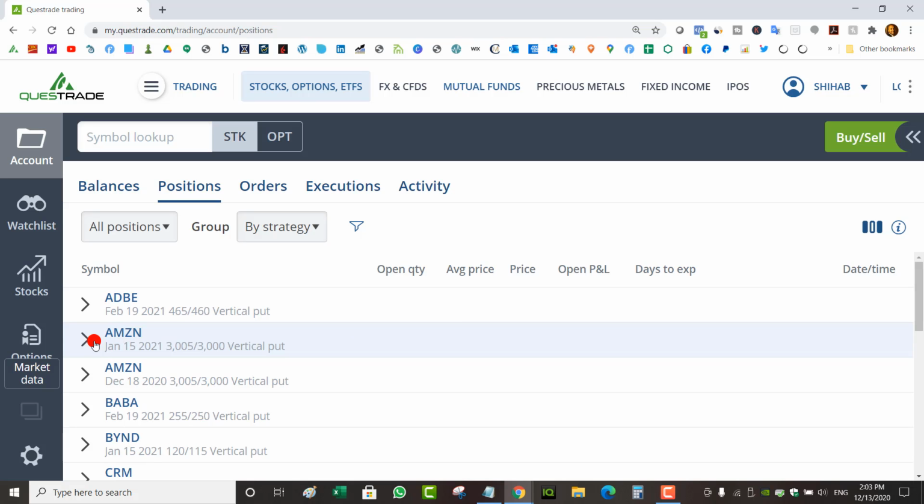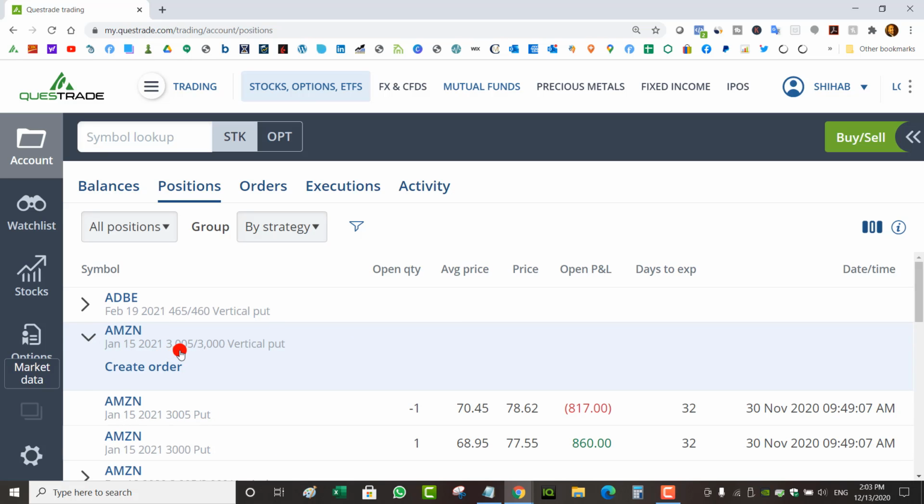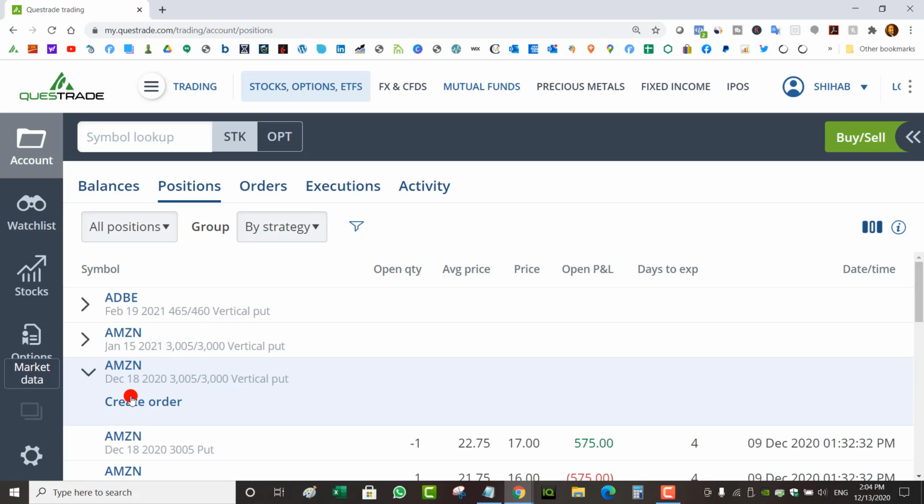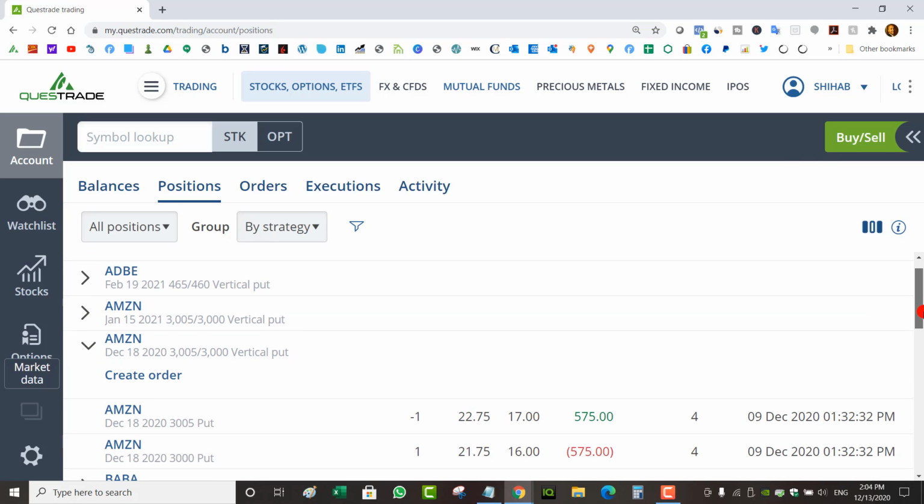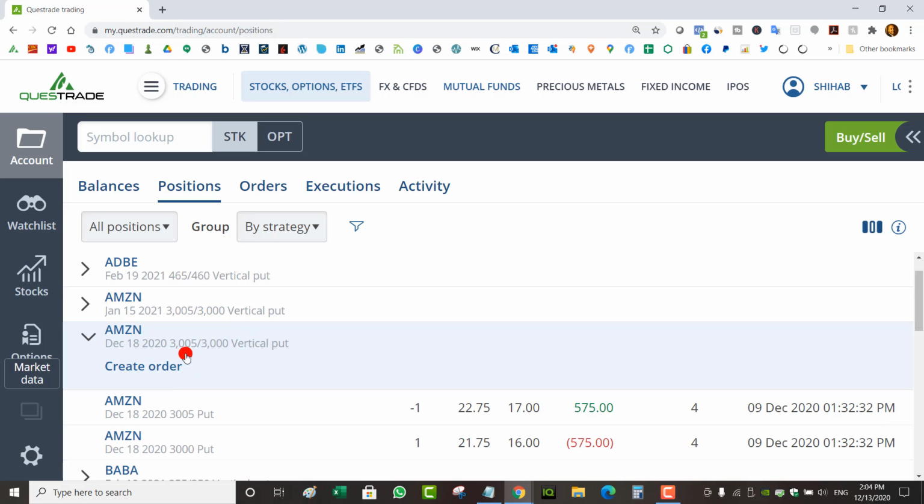Got an Amazon put spread expiring January 15. I've got the 3,005, 3,000 strike. I keep the premiums that I collected from this, which I think was $1.50, if Amazon stays above 3,005 by January 15. When I say $1.50, it's per contract, and one contract represents 100 shares, so it's actually $150. I've got another Amazon put spread expiring December 18, so next week, at the same strikes, 3,005, 3,000. I basically keep the premium of $1 here as long as Amazon stays above 3,005 by December 18.